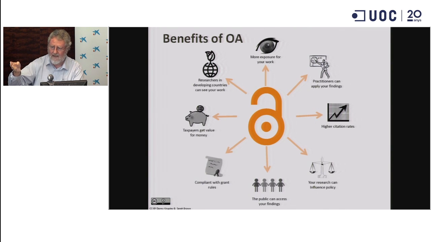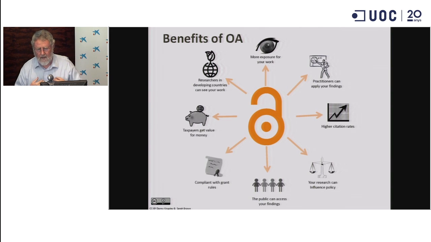The public can access your findings, whereas with commercial journals, you have to go to a university library to get access. It's compliant with grant rules. Taxpayers get value for their money, and researchers in developing countries can see your work.